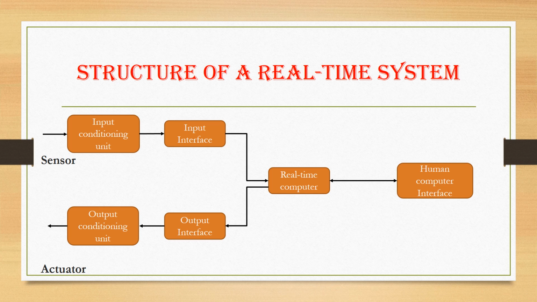Then again we are using the output conditioning unit for conditioning the output signal. Then finally it is given to the actuator. The actuator may be a simple motor, it will just run the motor. Any application we can use it there. Then the human computer interface. Human computer interface means we can directly interface with the computer and change the operation. So this is the structure of a real-time system.